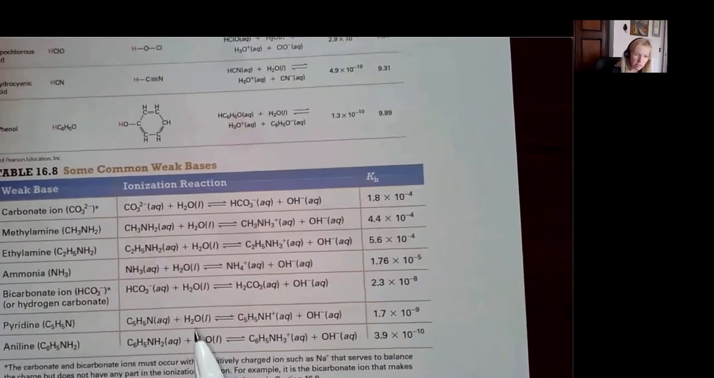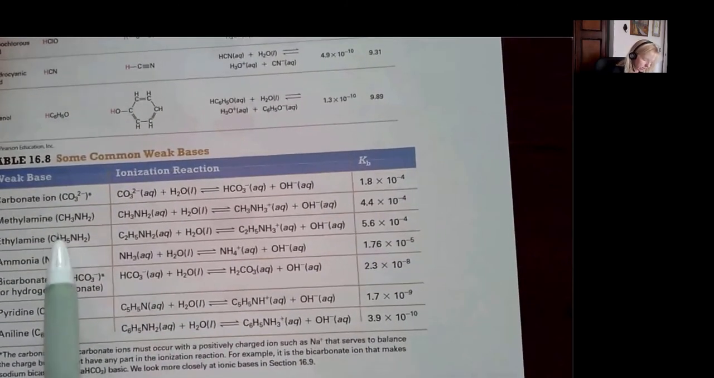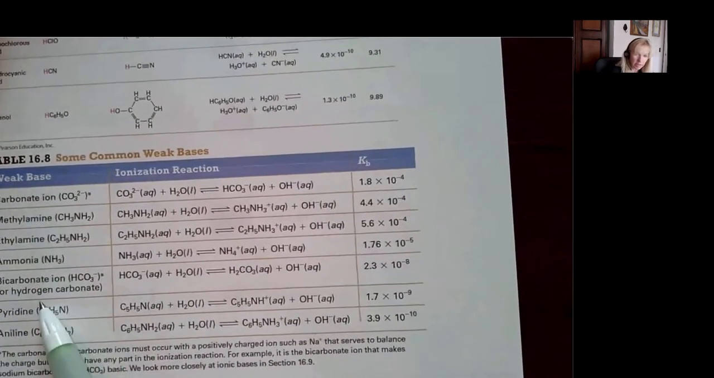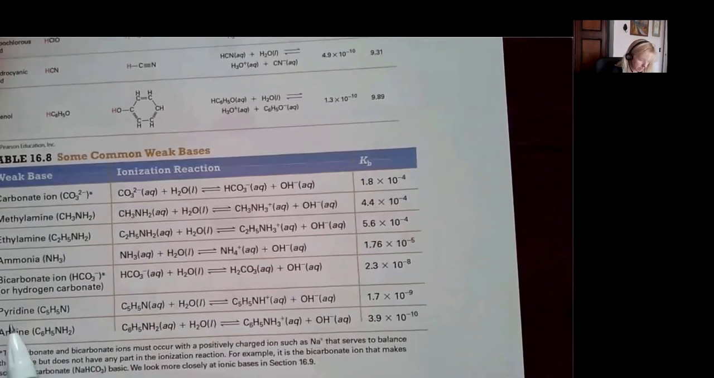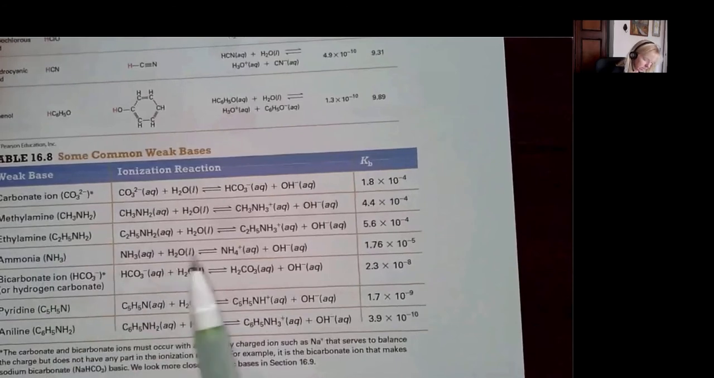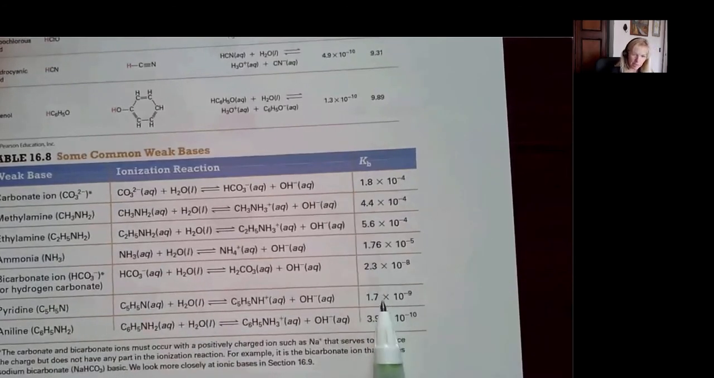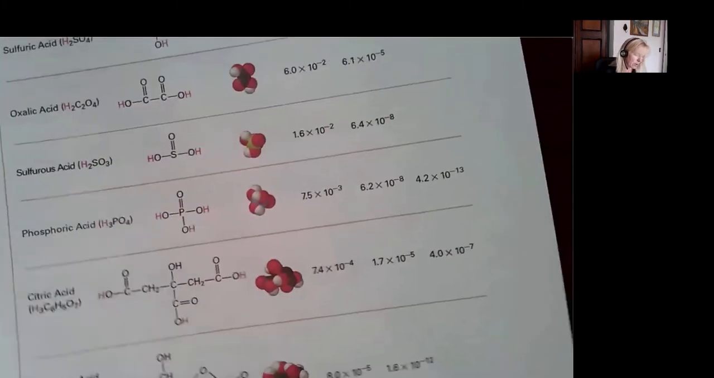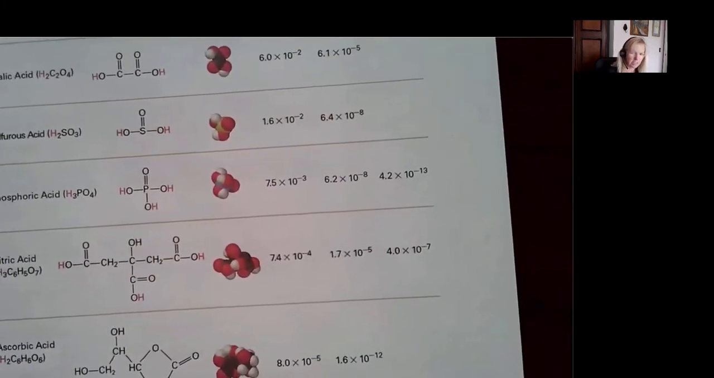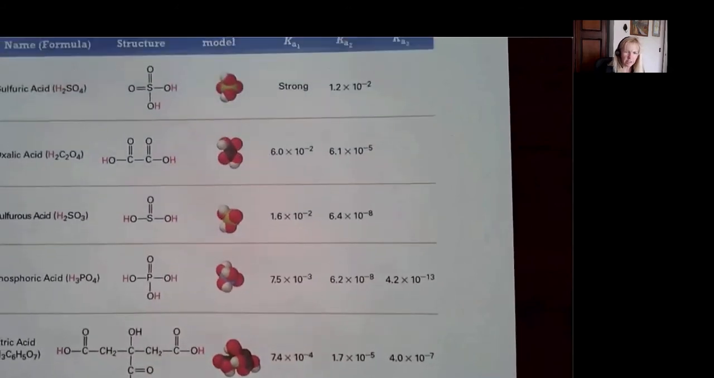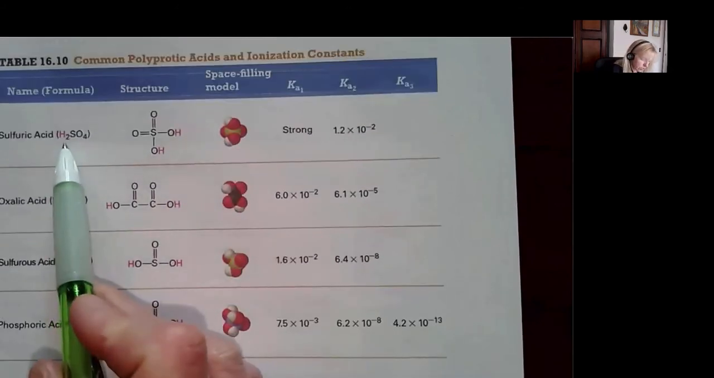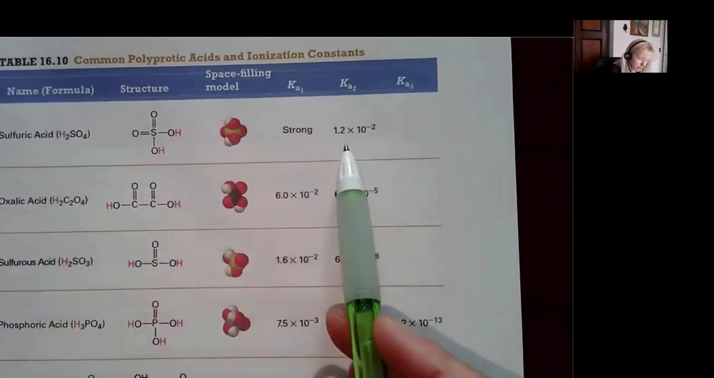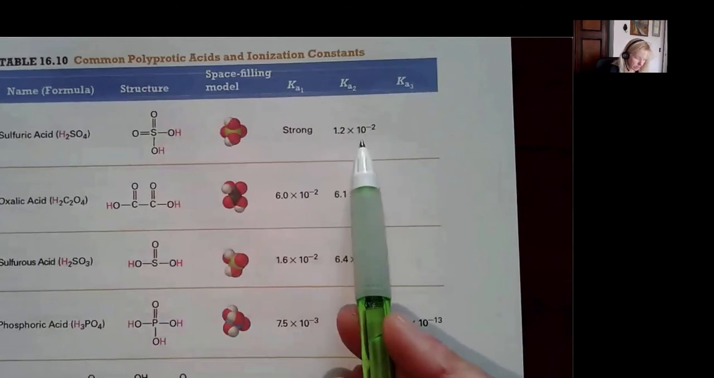The same thing here with some weak bases. So these are all weak bases. They're probably not things that you would think of as a weak base, like pyridine and ethyleneamine. And so this also is going to give you the Kbs for those. And then the third page is this common polyprotic ionization constants. And so see here you can have sulfuric acid. You have 2 hydrogens that are coming off of this. The first one is strong.